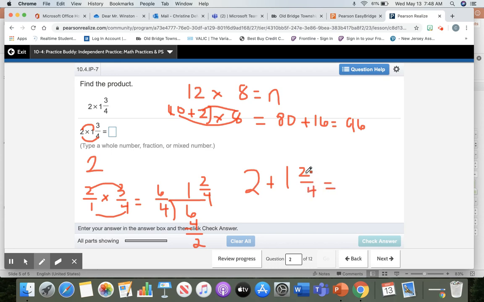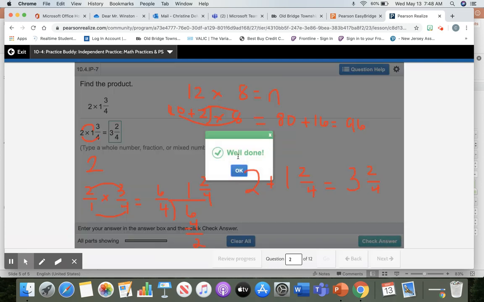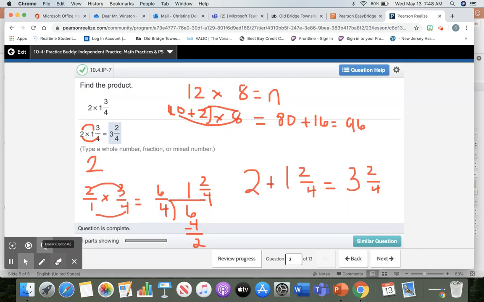And I know that 2 plus 1 gives me 3. And then I don't have any more fractions to add, so I just add my 2/4. So let's see if Mrs. DiMeola is correct. And wunderbar, there we have it. All right, so let me erase.